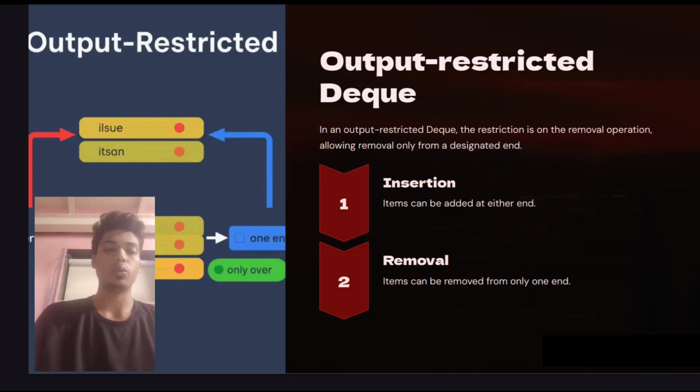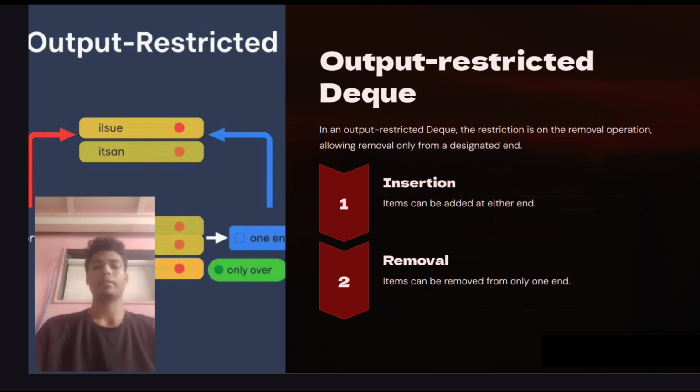Output restricted DQ. In an output restricted DQ, the restriction is on the removal operation, allowing removal only from a designated end. In the insertion part, items can be added at either end, and in the removal part, items can be removed from only one end.